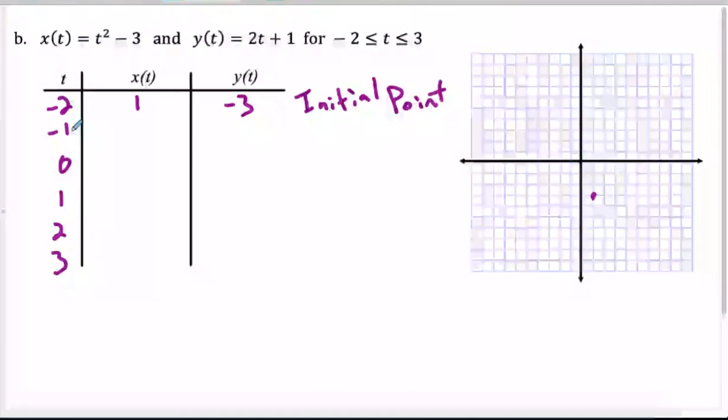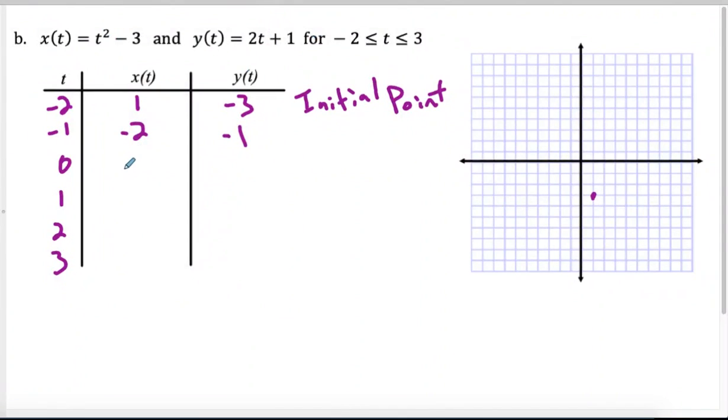So we can plug these other values of t in. If I plug in -1, 1 minus 3 is -2, and -2 plus 1 would be -1. If I plug in 0, I will get -3, and 0 here, I will get 1. If I plug in 1, I get -2, and plugging in 1 here, I get 3. Plug in 2, I will get 4 minus 3 is 1, and plug in 2 here, I get 5. And then finally, plug in 3, that would be 6, and plug in 3 here, that would be 7.